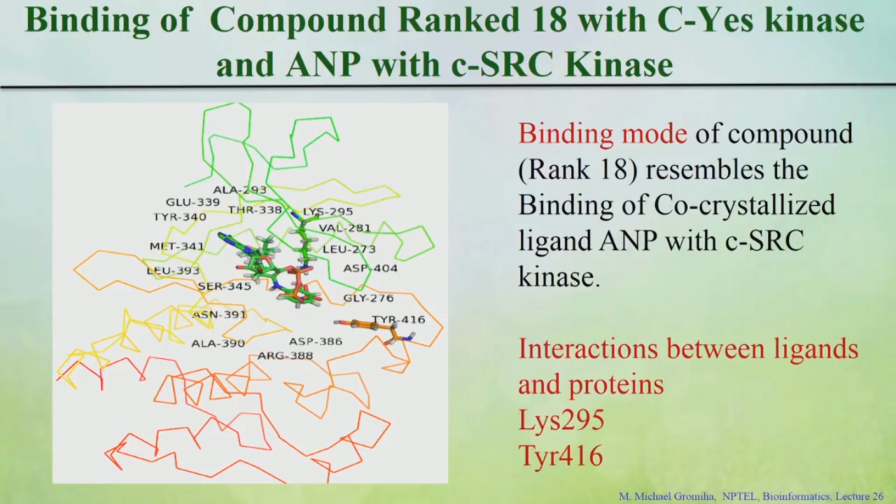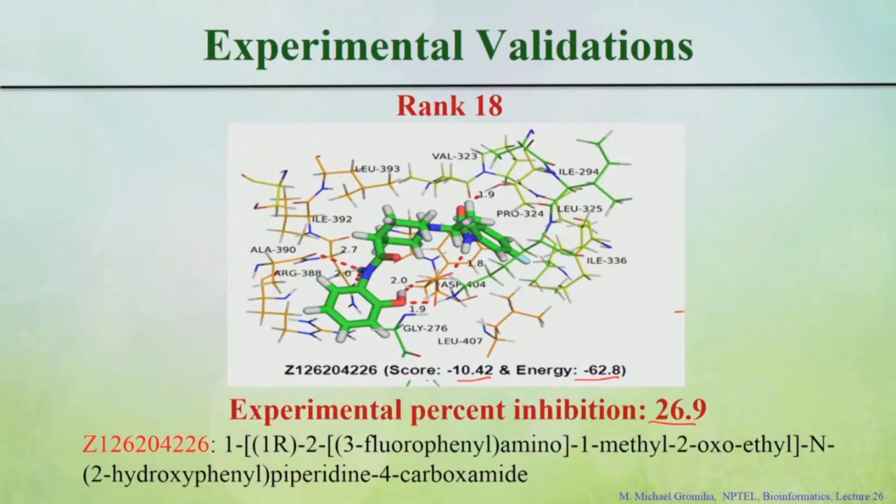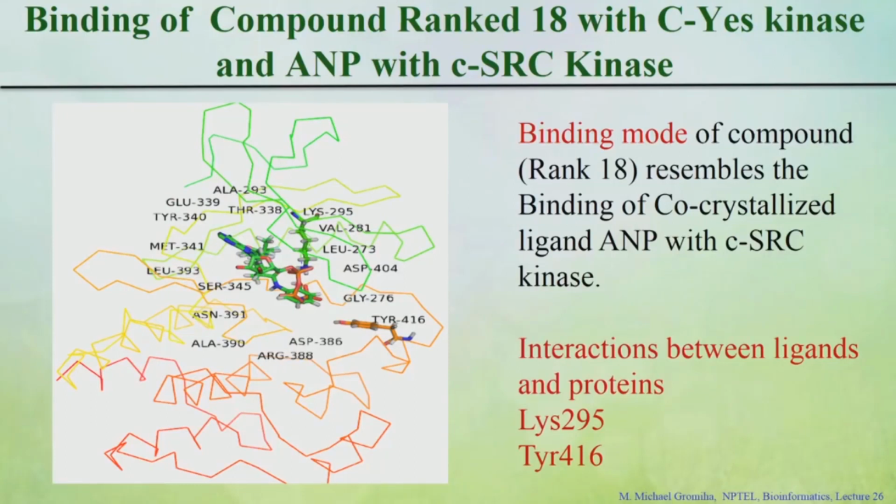Then we can compare the compound we obtained with the compound from the CSK kinase structure. This is the ZINC ID for our compound. If you see the crystal structure, there is a similar type of compound available with CSK kinase and ANP, right. In this case you can see the interactions, mainly lysine 295 and tyrosine 416. Those are the main interactions when it is co-crystallized with the ligand ANP. So, you can see similar interactions with the co-crystallized structure as well as the one we identified using virtual screening.